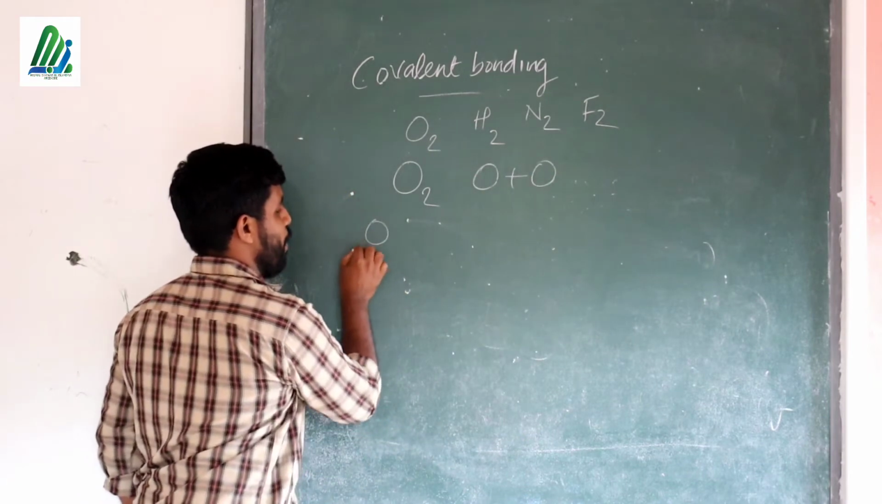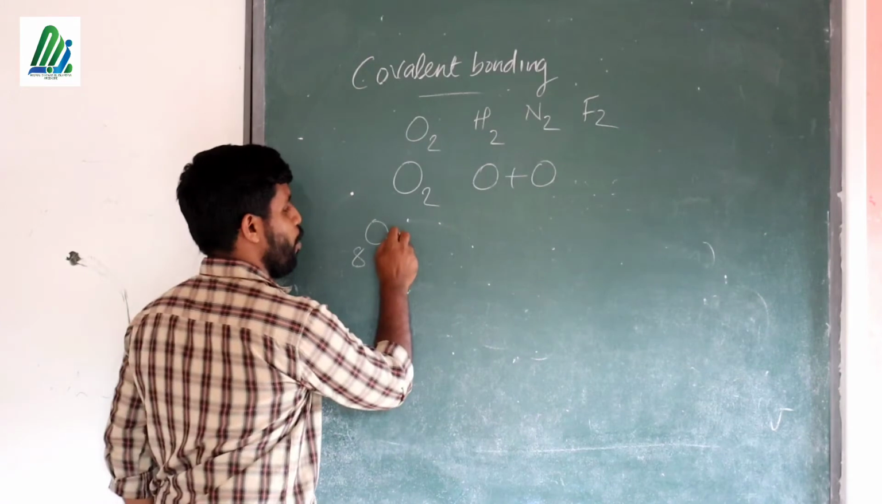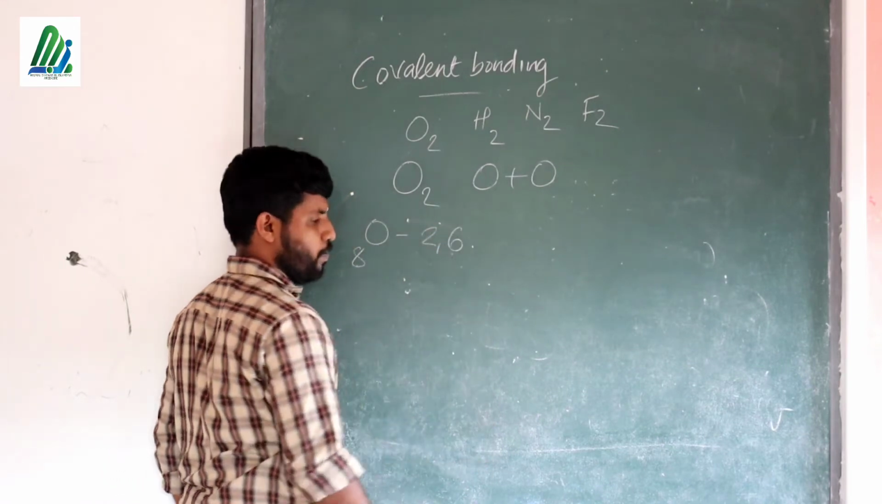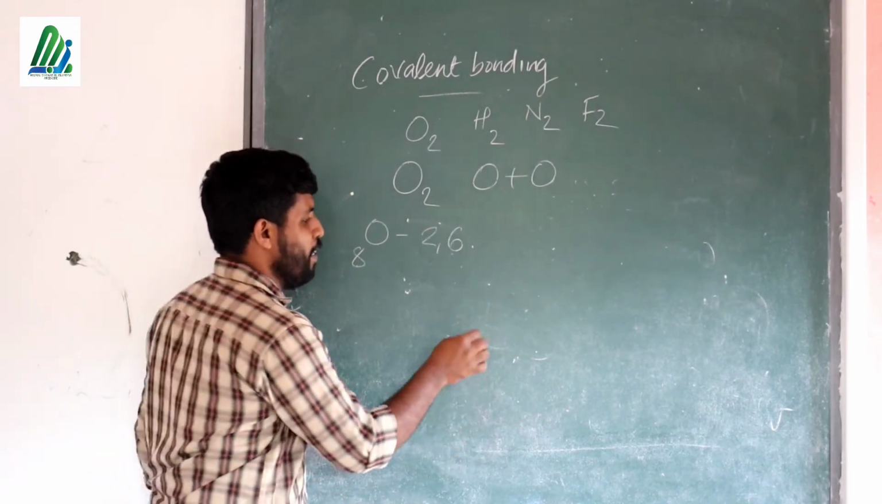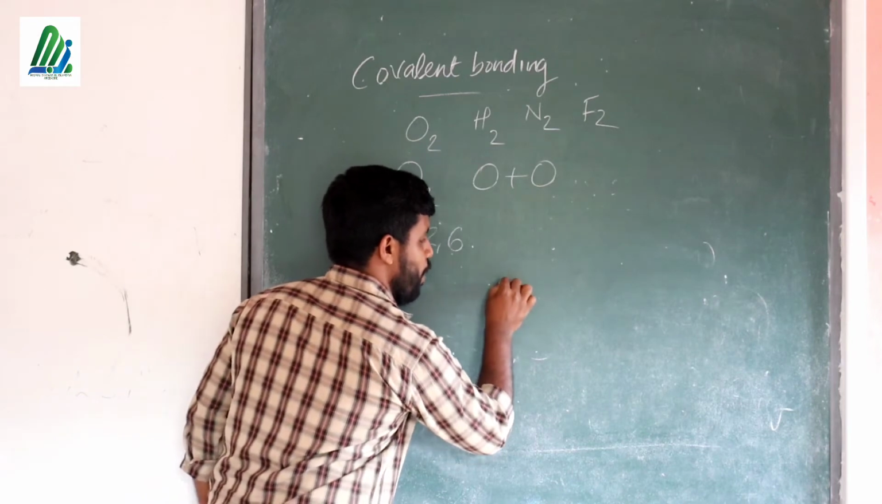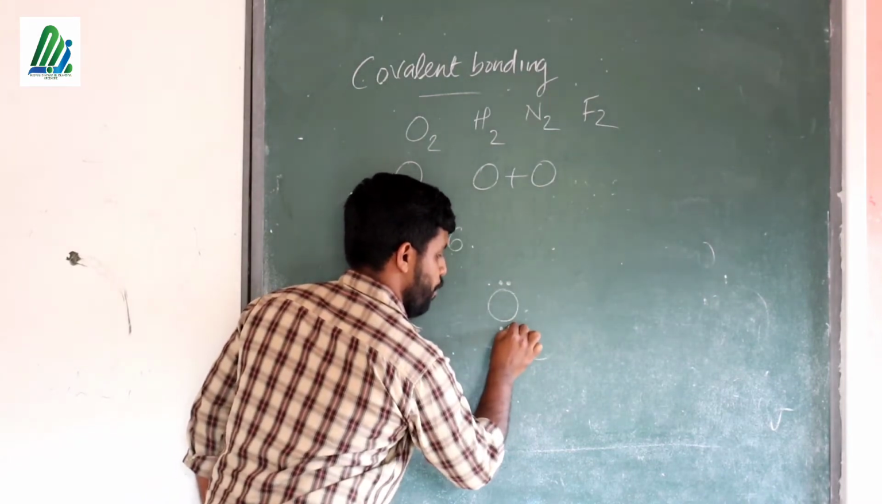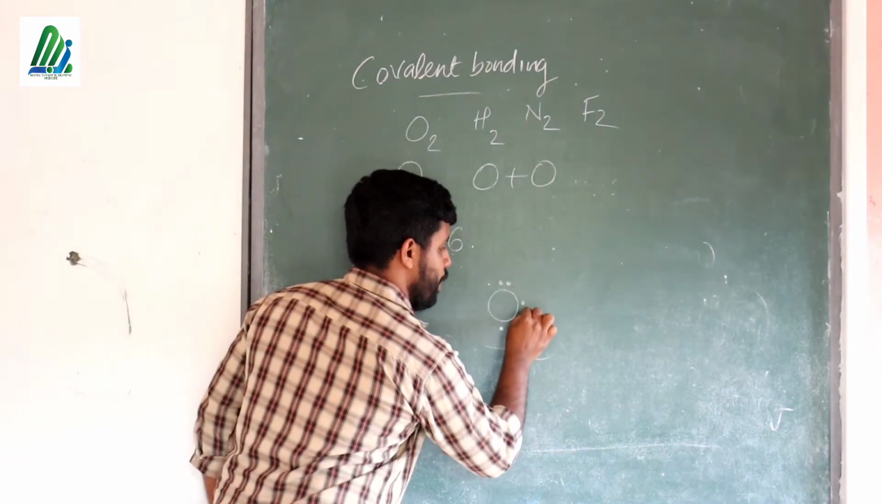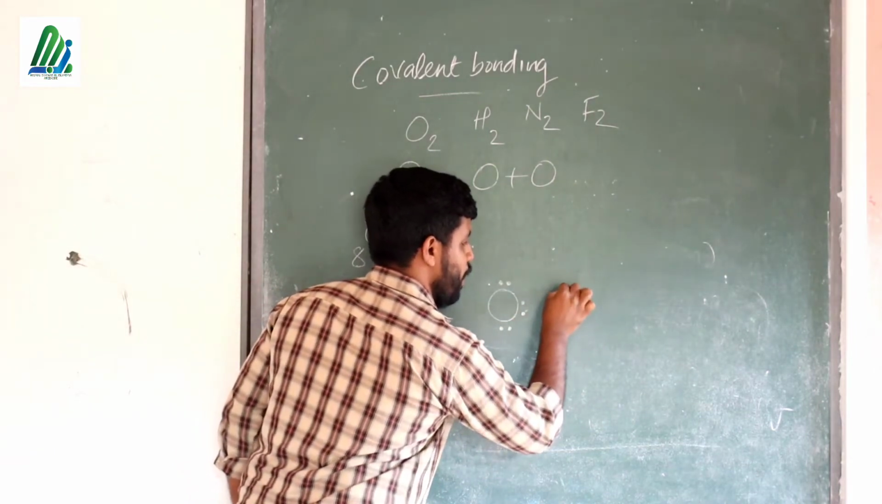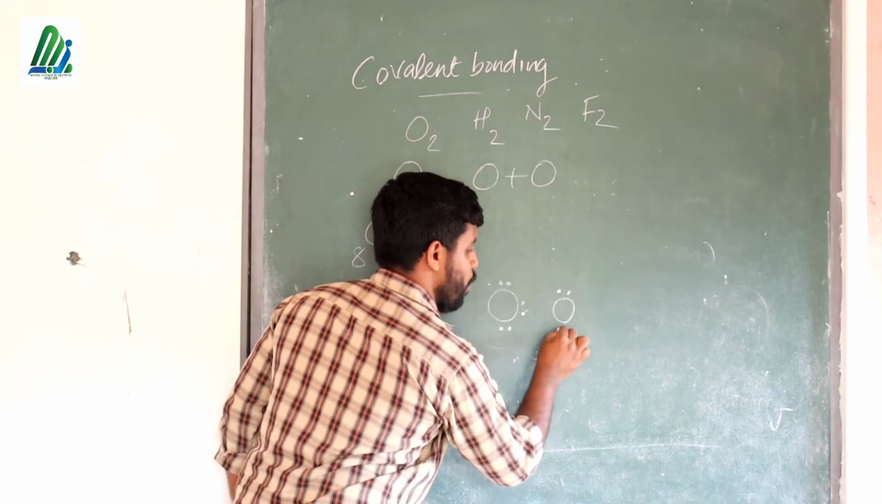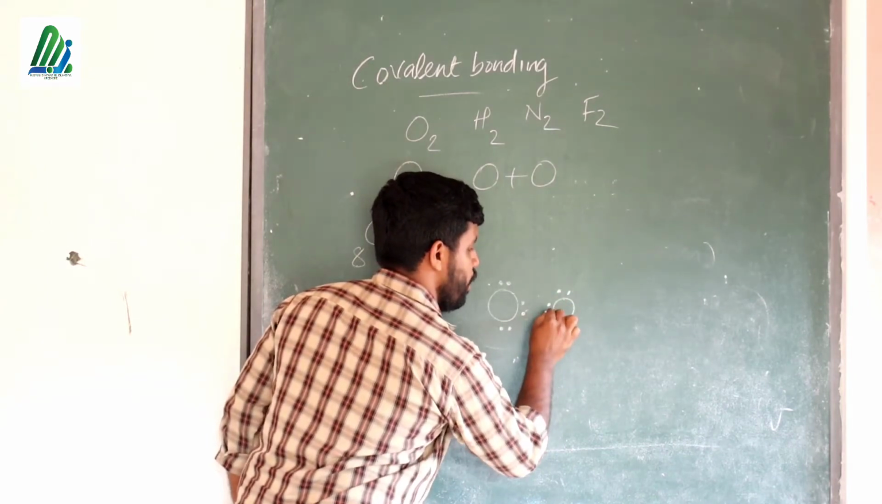Oxygen, its atomic number is 8. If you write the electronic configuration, we get 2, 6. Then you represent the valence electrons 1, 2, 3, 4, 5, 6. That is combining with another oxygen that also has 6 electrons in its valence shell.